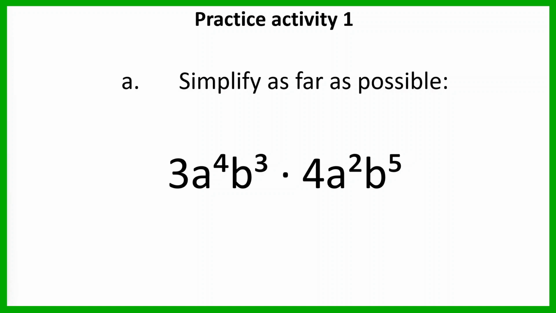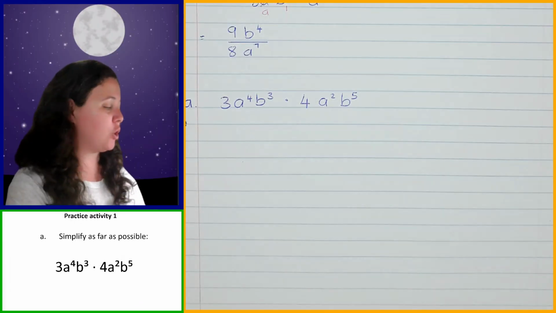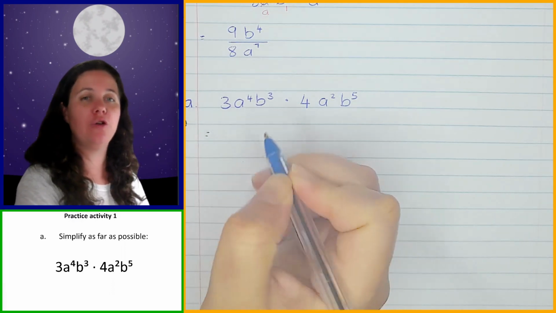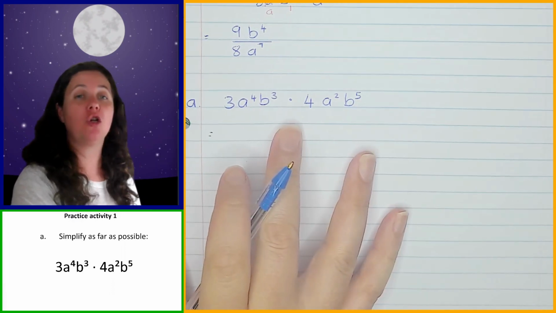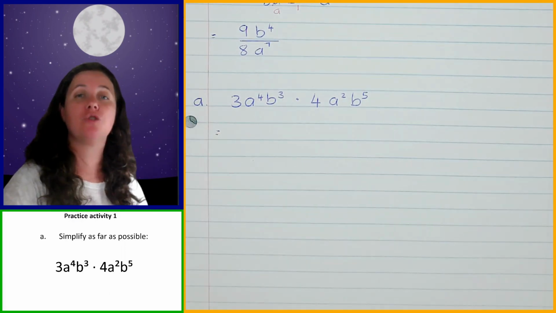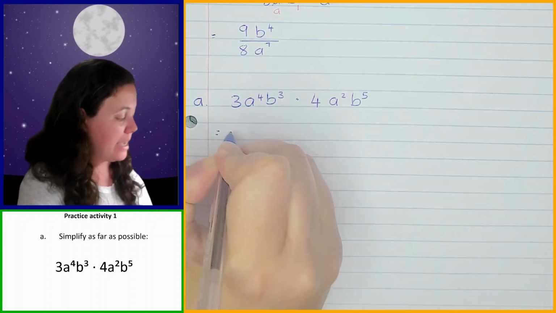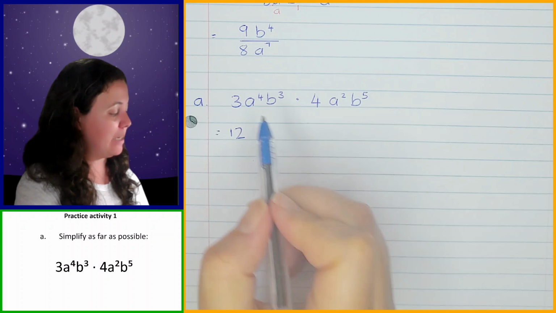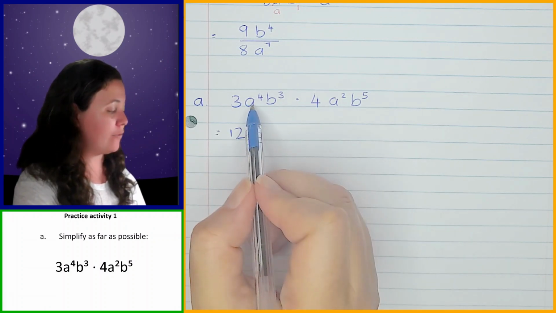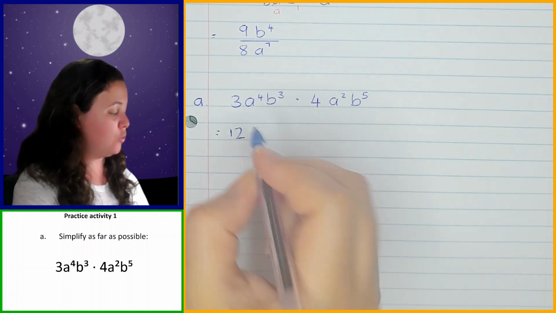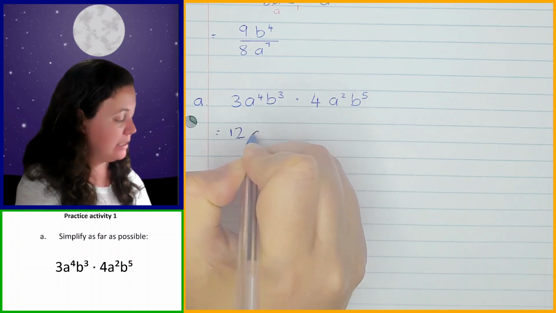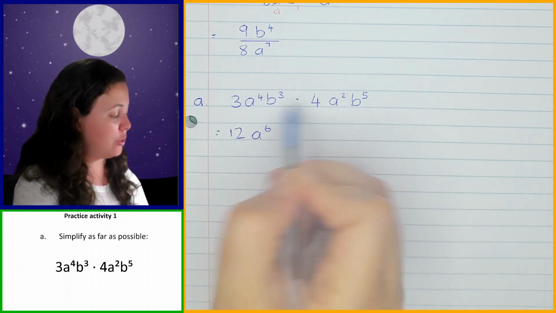Okay, so let's go through that quickly and see what you should have got. With this example, the very first thing you're going to do is, because there are no brackets or anything, I can go straight ahead and do my multiplication. So I'm going to multiply my 3 and my 4 together, and that gives me 12. Then I'm going to multiply my a's. So I've got a to the power of 4 and a to the power of 2. That gives me a to the power of 6, because I add those exponents.